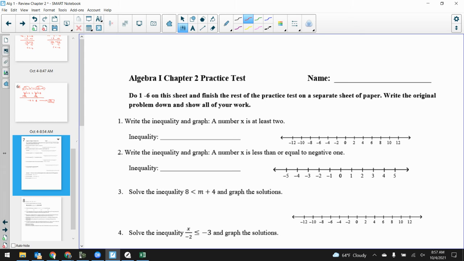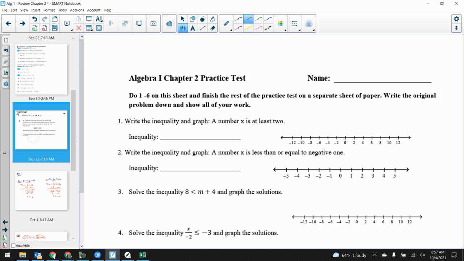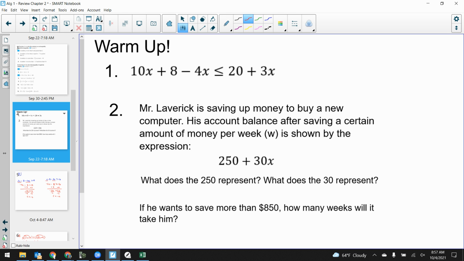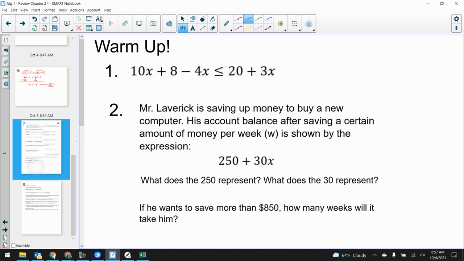All right, welcome back, everybody. If you'd like to warm up, those of you watching along at home, here's the warm up. So go ahead and pause. We'll go over that after we get done going over the practice test.